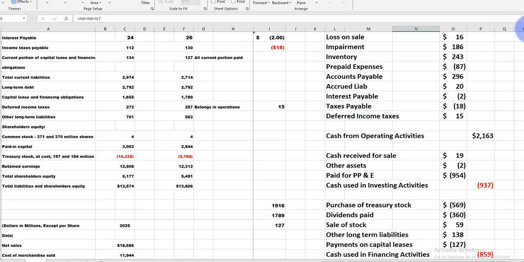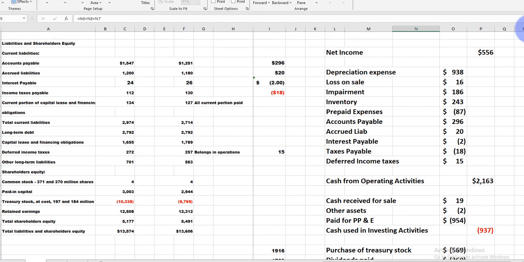And then the payment on capital leases. There's something interesting here. In another example, we had the current portion of long-term debt and long-term debt. This example has the current portion of capital leases and the long-term capital leases. Okay, so we're going to treat them together just like we did before. We're going to look at this plus this and compare it to this plus this.